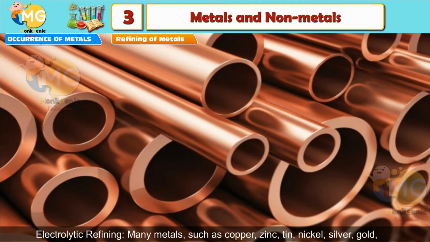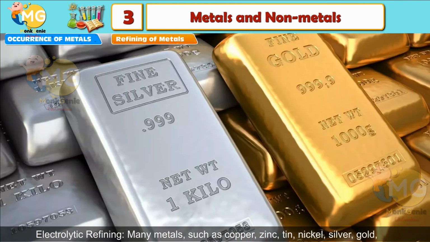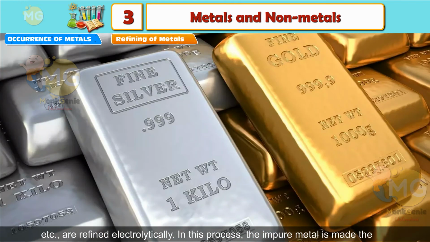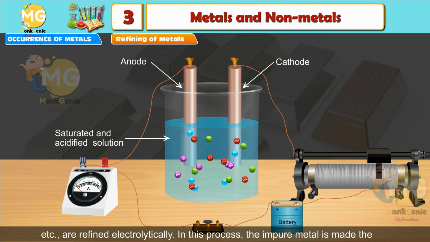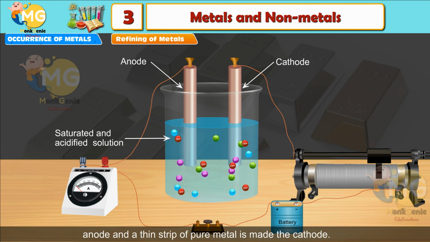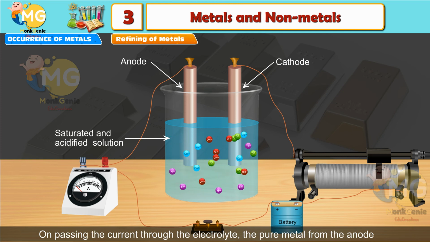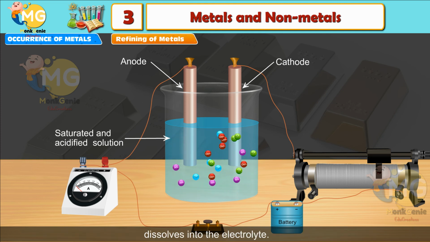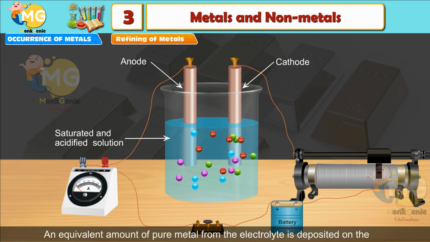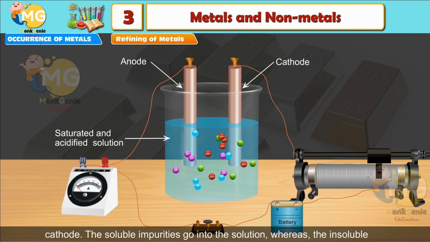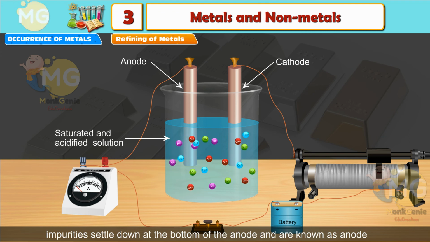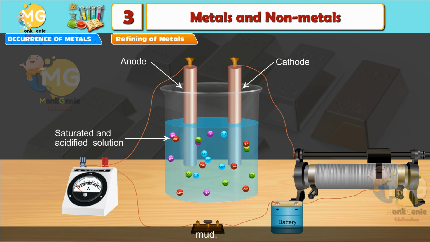Refining of metals. Electrolytic refining. Many metals, such as copper, zinc, tin, nickel, silver, gold, etc., are refined electrolytically. In this process, the impure metal is made the anode and a thin strip of pure metal is made the cathode. A solution of the metal salt is used as an electrolyte. On passing the current through the electrolyte, the pure metal from the anode dissolves into the electrolyte. An equivalent amount of pure metal from the electrolyte is deposited on the cathode. The soluble impurities go into the solution, whereas the insoluble impurities settle down at the bottom of the anode and are known as anode mud.